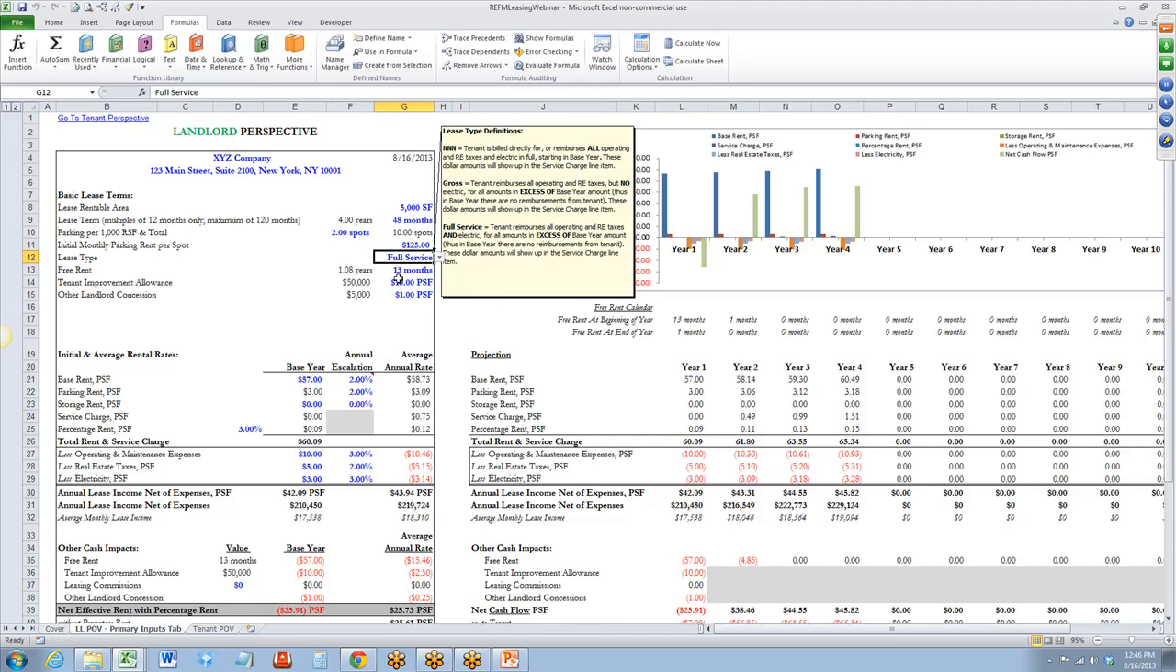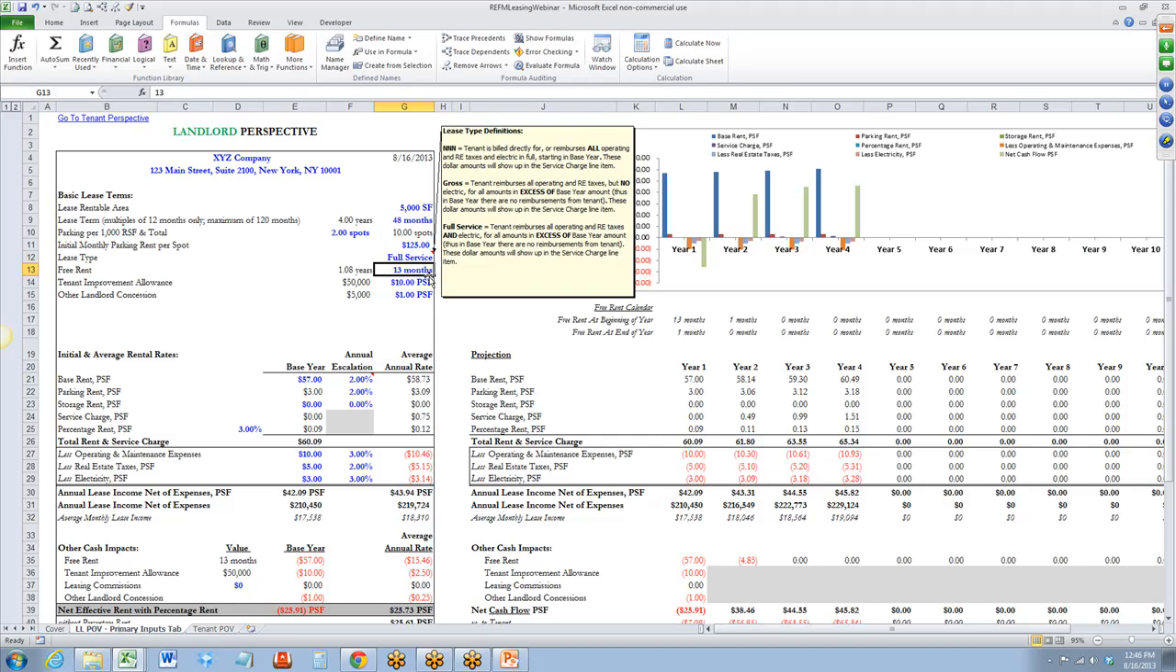And so let's assume, for the sake of this exercise initially, that the lease type is full service. If you click on the arrow next to that cell G12, you'll see there are other choices that we can select. But let's go ahead and leave it on full service for now, and we'll circle back later to see how it changes when we select other lease types.